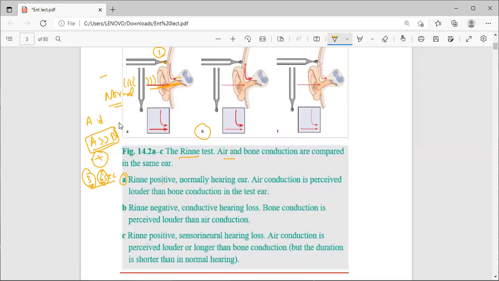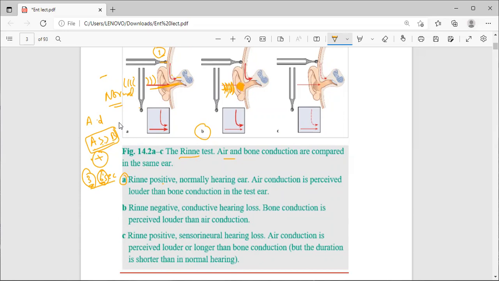This one is the Rinne negative. What will happen is that suppose you block the air by any means. So the air vibrations, the sound waves, cannot pass through the obstruction, they cannot pass through the outer ear. So what will happen? The bone conduction will be perceived as normal, but the air conduction will be blocked by some obstruction, maybe wax or something.